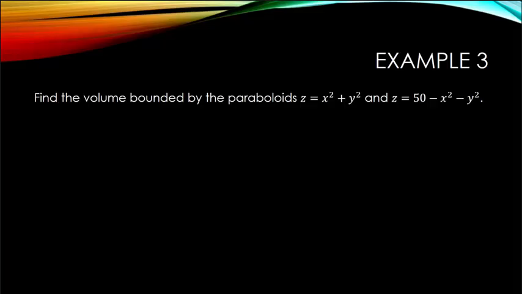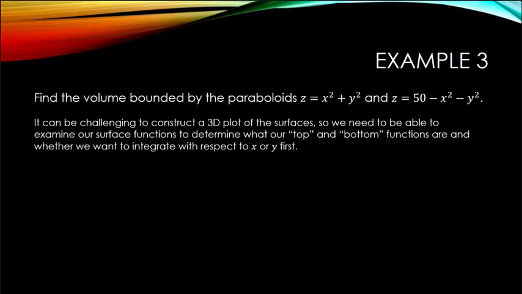I want to find the volume bounded by the paraboloids z is equal to x squared plus y squared and z is equal to 50 minus x squared minus y squared. It can be challenging to construct a 3D plot of these surfaces, so we need to be able to examine our surface functions to determine what our top and bottom functions are and whether we want to integrate with respect to x or y first.